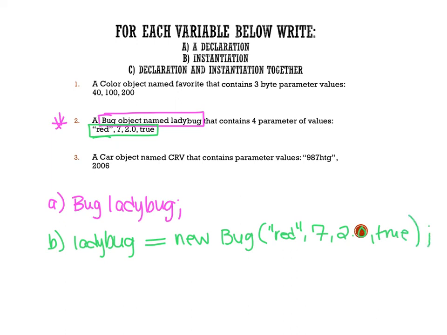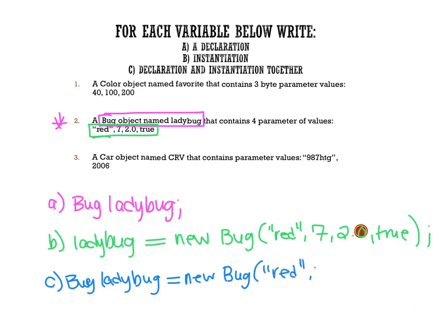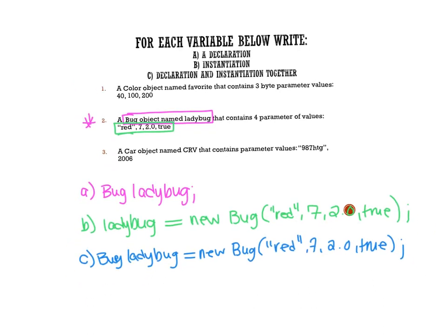and true. And then last but not least, I have my declaration and instantiation together. First I need my declaration, so it says bug, and then Ladybug, so I have my type and my unique identifier name, then equals new object type, which is bug, followed by my list of parameters, which is red, 7, 2.0, and true. From here, hopefully you can get started on number 1 and number 3.